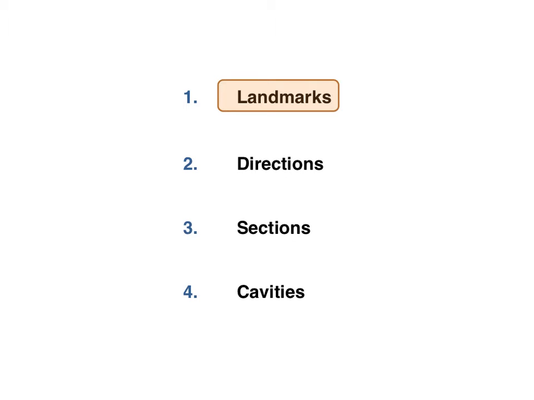There's a lot of terminology in this video, so I've broken it down into different sections. We'll talk about landmarks first, then anatomical directions, sections, and cavities. All of these types of terms are used to describe where things are located on the body.